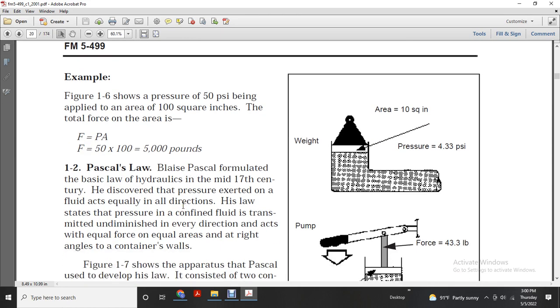Pascal formulated the basic law of hydraulics in the mid-17th century. He discovered that the pressure exerted on a fluid acts equally in all directions. The law states that pressure confined within a fluid is transmitted undiminished. In every direction it acts with equal force on equal areas, at right angles to the containers' walls.